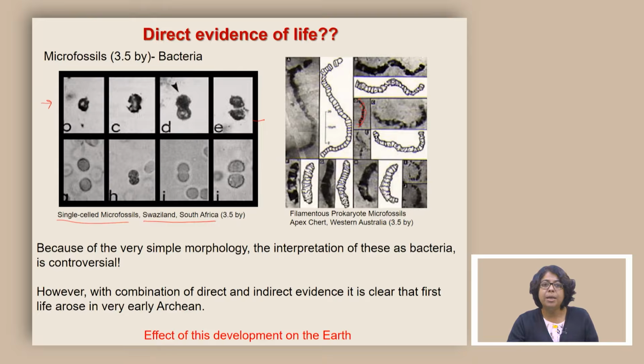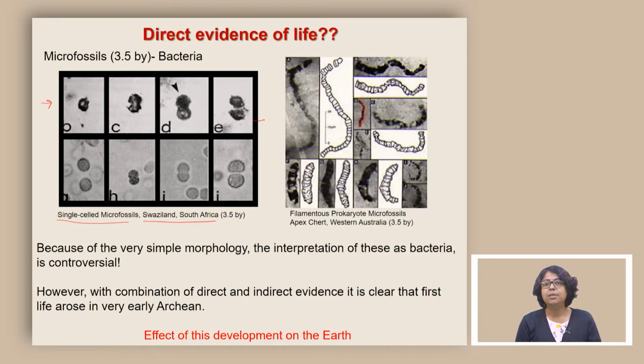However, with a combination of both direct evidence as well as indirect evidence, so including the carbon isotopic signature of all over the world of the Archean rocks, and the evidence of stromatolites, it is quite clear that the first life must have been there very early in the Archean, because we started getting these records all the way from 3.5 to 3.6 billion years ago. So, clearly during Archean there was life.